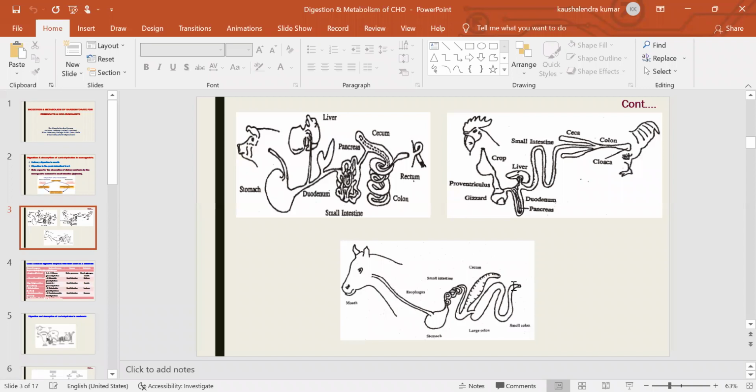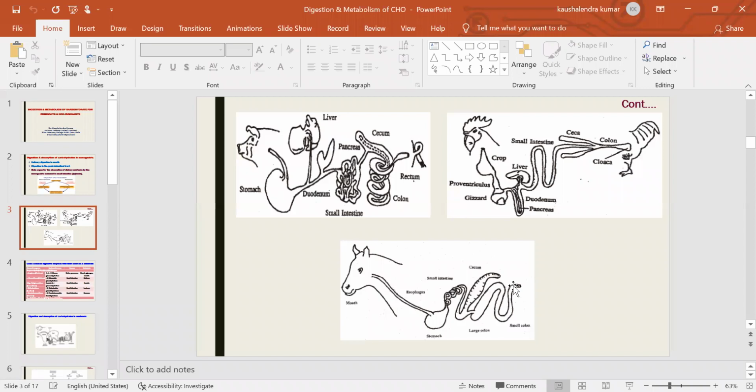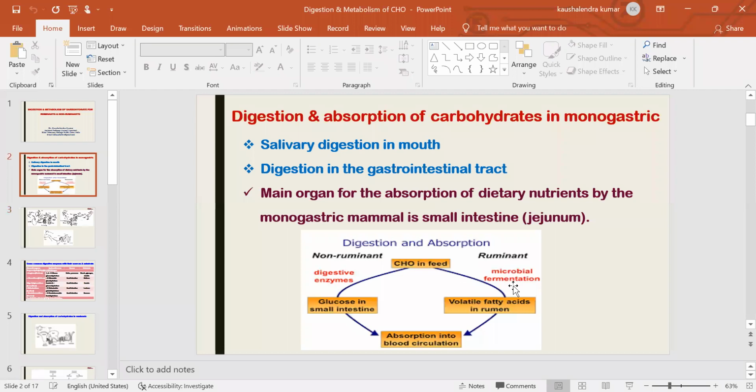So microbial breakdown of the polysaccharides produces mainly volatile fatty acids, which are used as a source of energy. So in this diagram, I clearly mentioned how ruminants digest and absorb carbohydrate and how non-ruminants digest and absorb carbohydrate in a simple way.